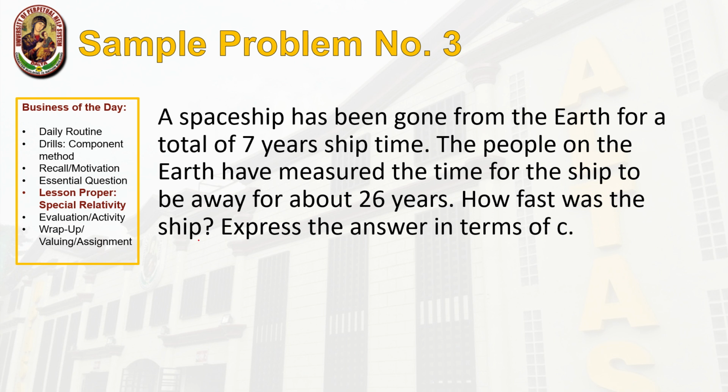Okay, so we are given two recorded times here, right? So it is different from the previous two examples because this time we are looking for the speed of the spaceship. Okay, the V. So the recorded time on Earth, which is our T, is 7 years. And then since gumagalaw yung spaceship, in this case, the recorded time there, ayun, wait lang. A spaceship has been gone from the Earth for a total of 7 years. The people on the Earth have measured the time for the spaceship to be away.